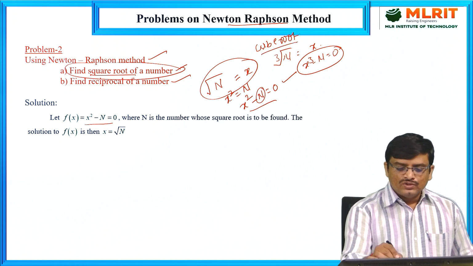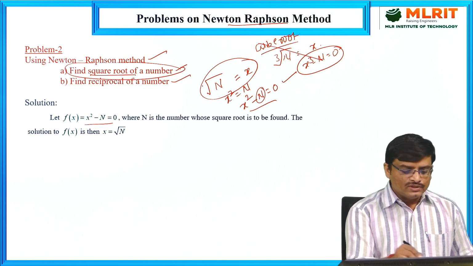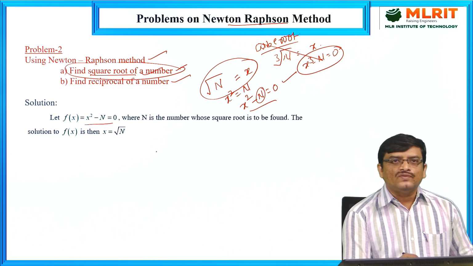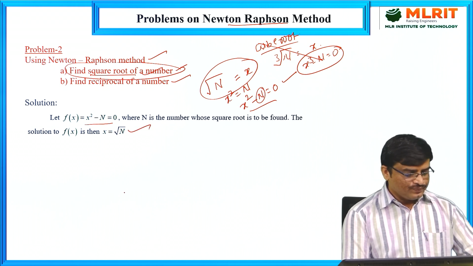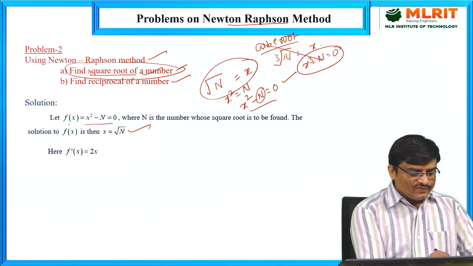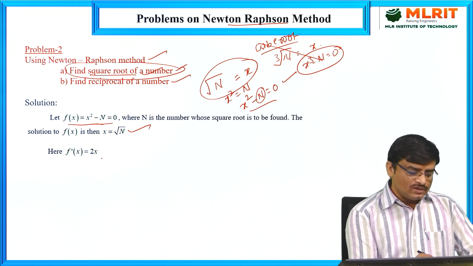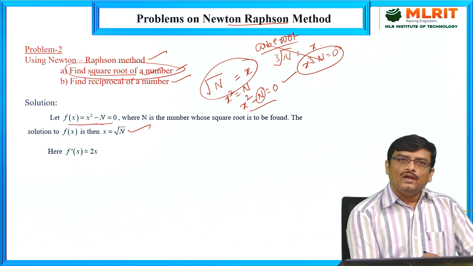Okay, so no need to worry about this. First we concentrate on the square root of a number. Now this is our f of x, x square minus n. Now find out the derivative here.